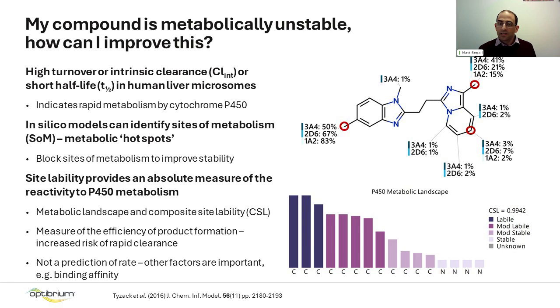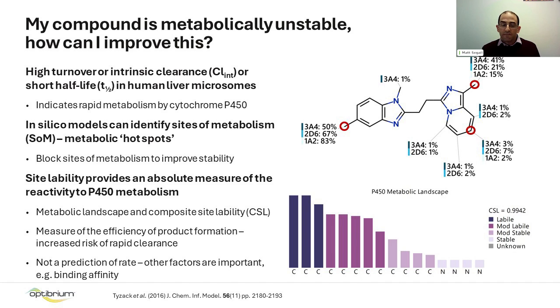And you can see that it's likely to be hydroxylation on these different methyl groups that will be the predominant sites of metabolism. But that in itself is important information, but not sufficient to really guide the optimization of these compounds. An additional piece of information we can provide is what's known as the site lability. This is an absolute measure of reactivity to P450 metabolism. So we look at this in terms of this metabolic landscape, where the different sites are ranked in terms of their lability or the vulnerability of those sites to metabolism.